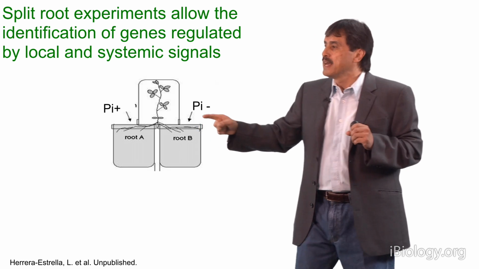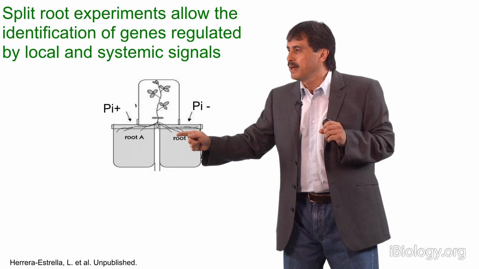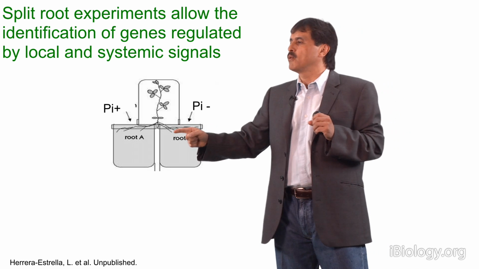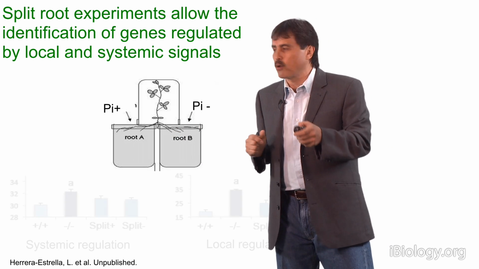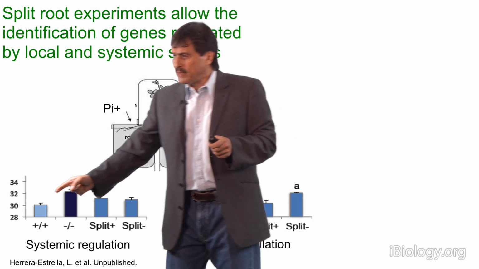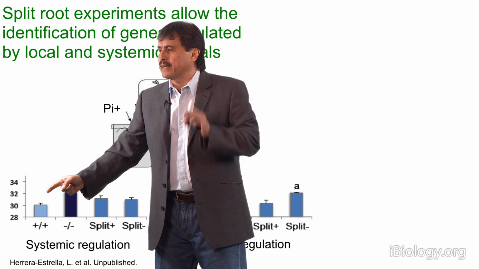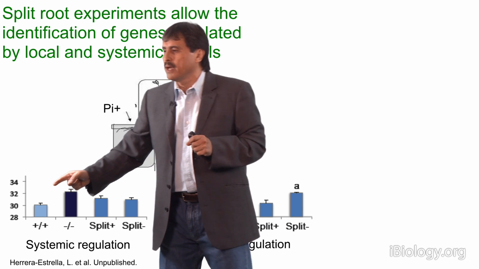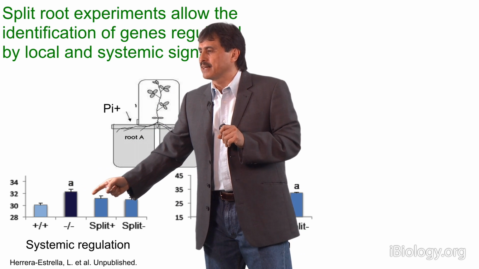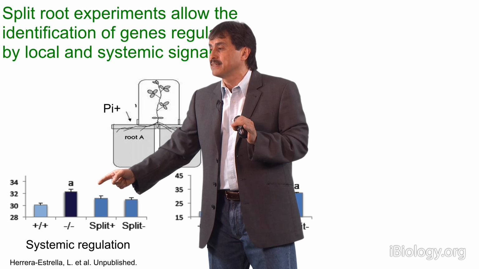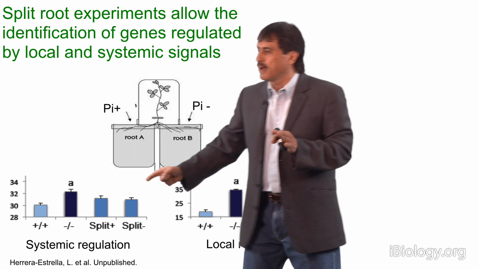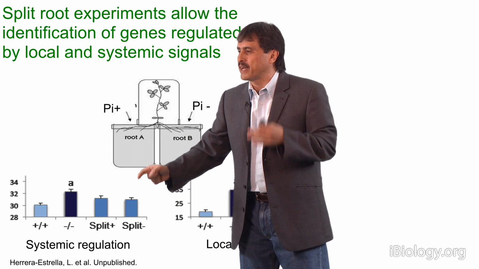So that's very important. If the signal is local, in spite of the plant having high levels of phosphate, this root will respond to the low phosphate signal in a local manner. And this is an example of what happens if the plant is exposed to high phosphate: the expression of this gene is low. If you expose it to low phosphate, the expression is high. If you do the split experiment and this gene is regulated by a systemic signal, expression is low in both the half of the root with phosphate and the half of the root without phosphate.